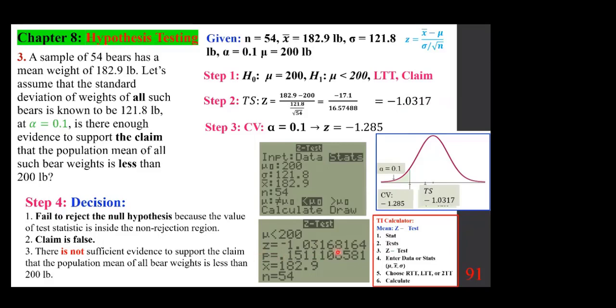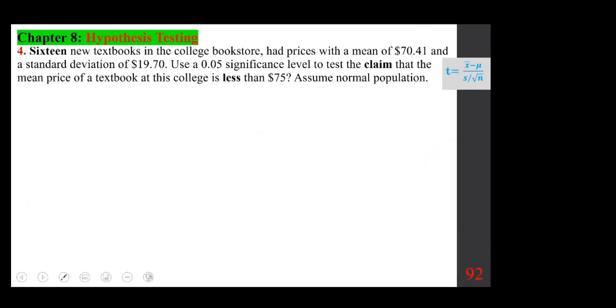This is the p-value, 0.15. That is larger than alpha of 0.1. We make the same decision, which means fail to reject the null hypothesis.